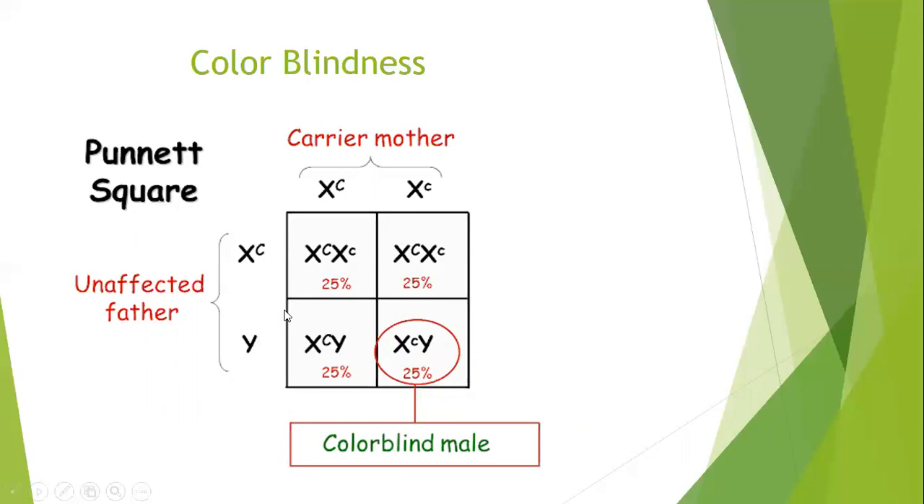So women are much less likely to actually be colorblind. In fact, really the only way for a girl to be colorblind is if the mother is colorblind and the father is also colorblind. So women are much, much less likely to be colorblind because they need both the allele from the mother and from the father to be colorblind.